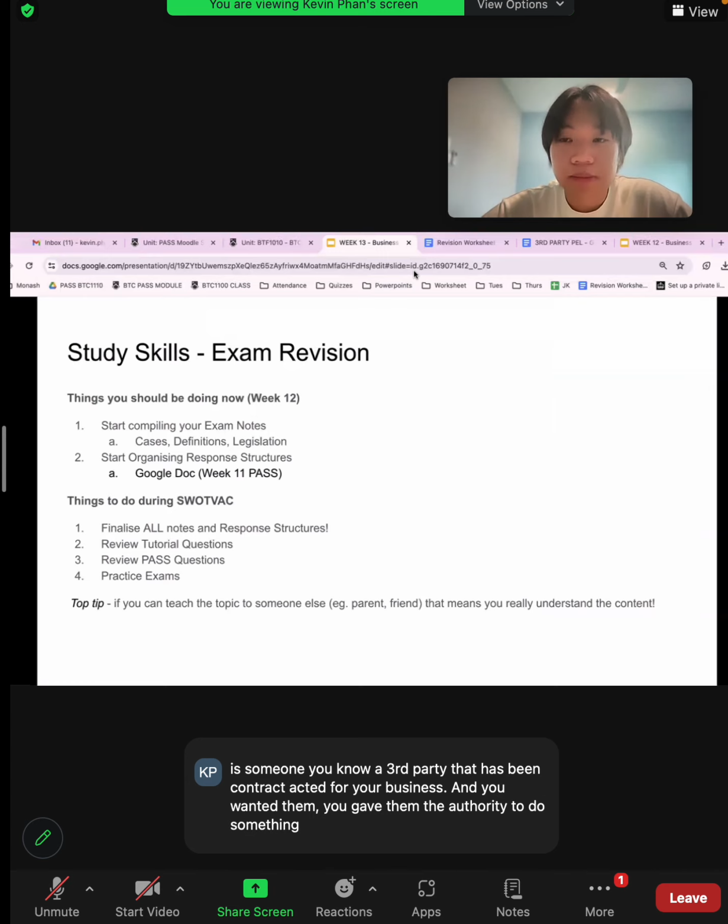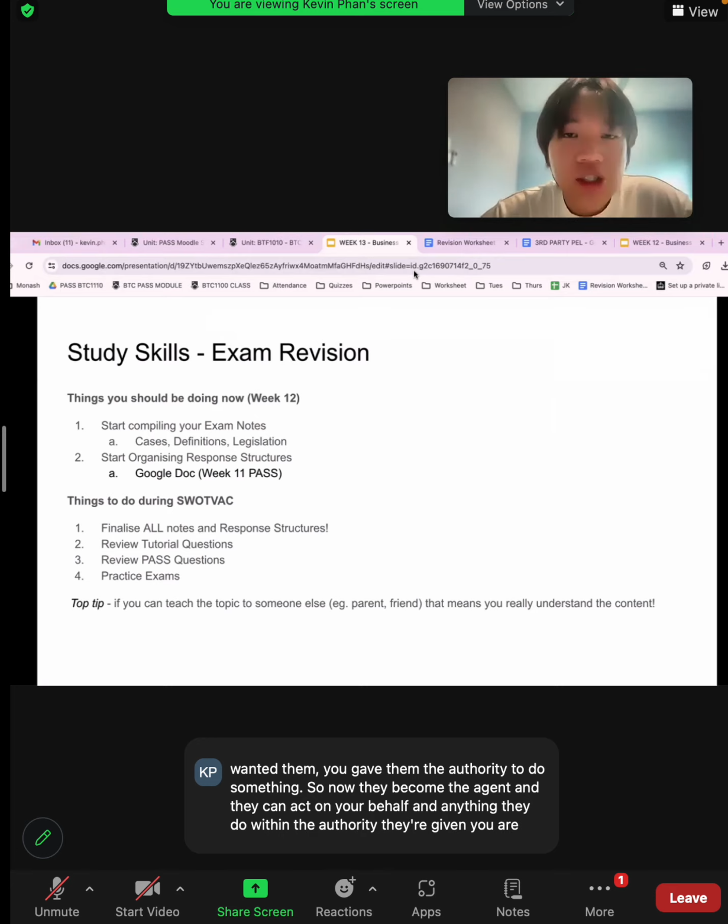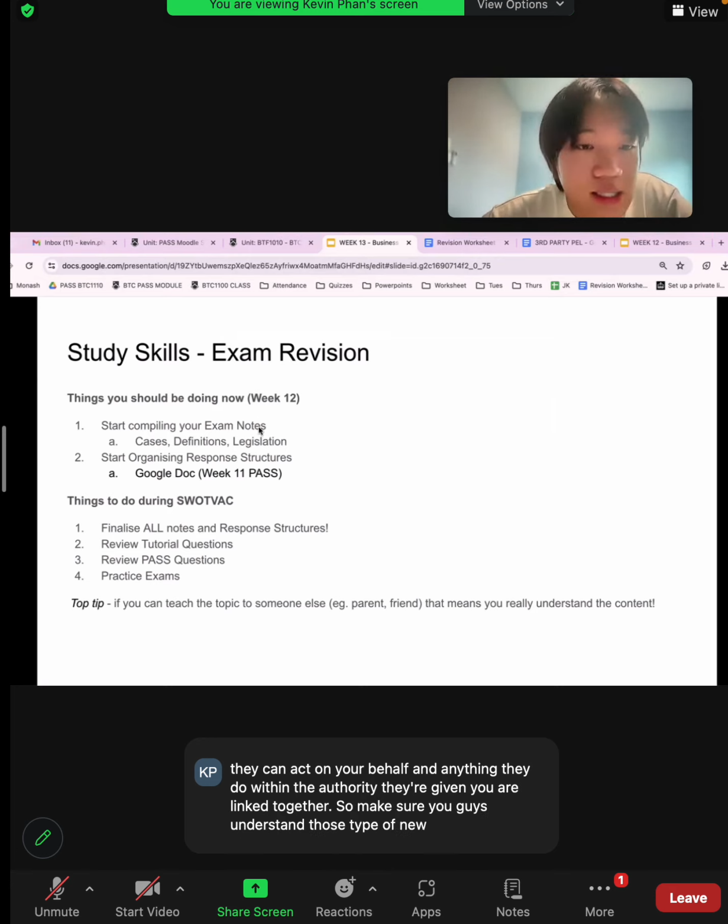So now they become the agent and they can act on your behalf, and anything they do within the authority they're given, you are linked together. So make sure you guys understand those type of nuances as well.